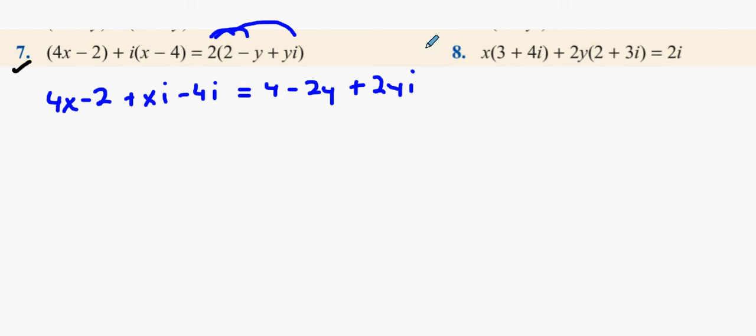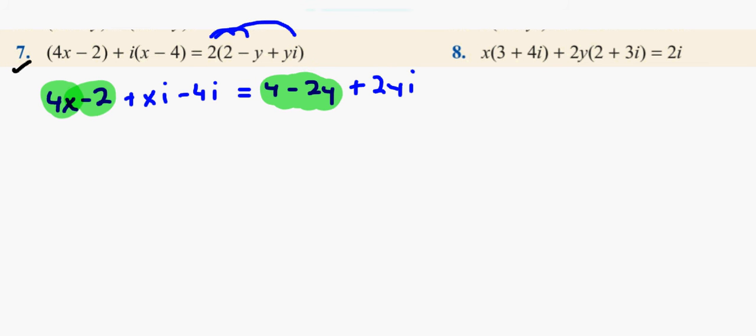Okay. Now, what we're going to do is mark off the real parts on the left. That's real. Why is that real? No y's. These two parts are real as well. Why are they real? No y's.